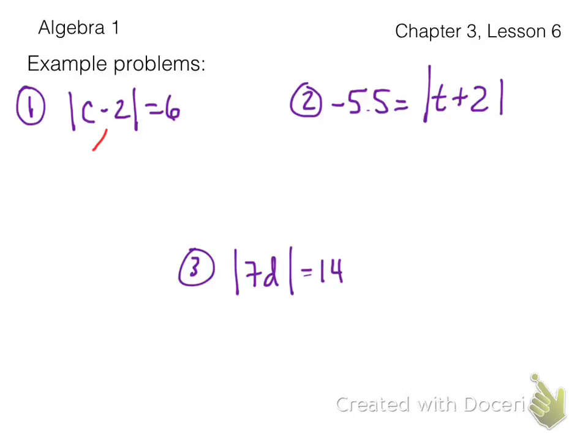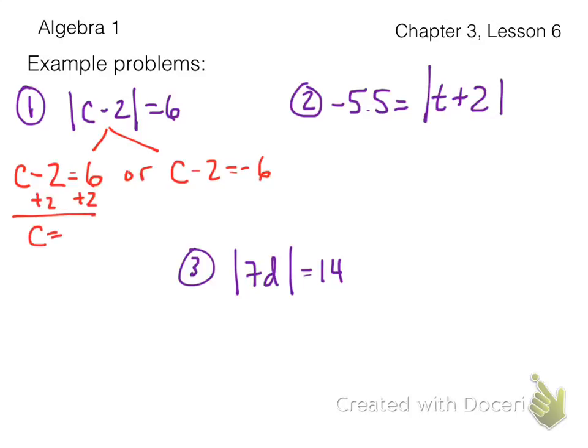Well, automatically you're going to break it up into the two equations. You're going to have c minus 2 equals 6, or c minus 2 equals negative 6. And then you're just going to solve. So you're going to add 2, c equals 8, or plus 2, c equals negative 4. Okay, so that's your answer.